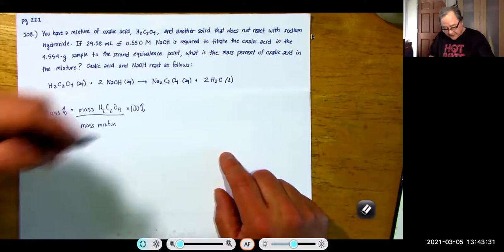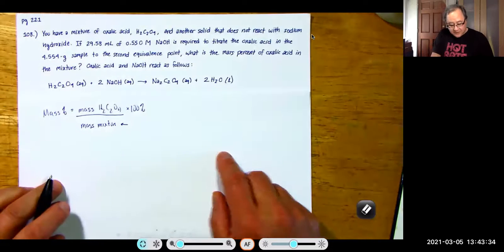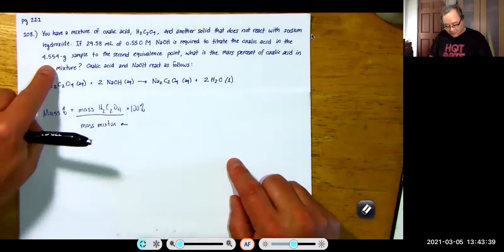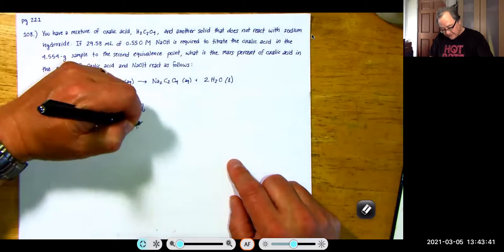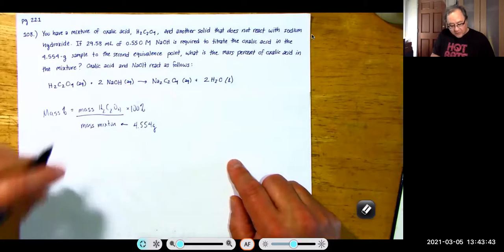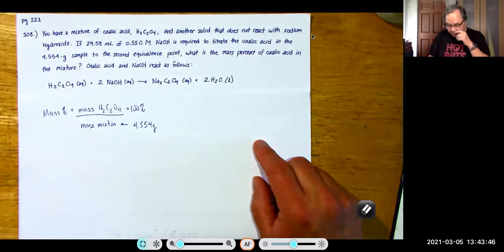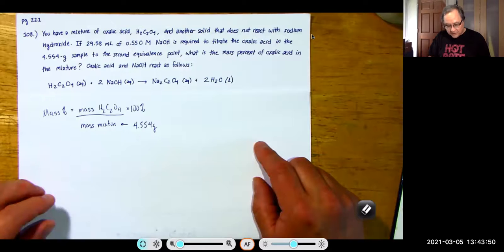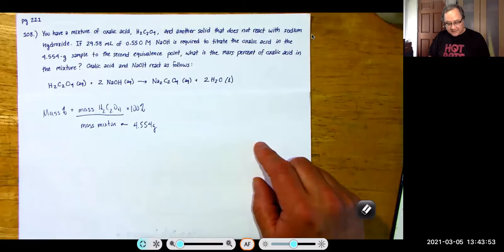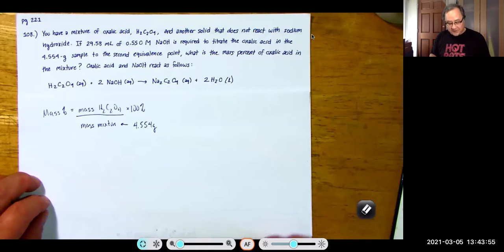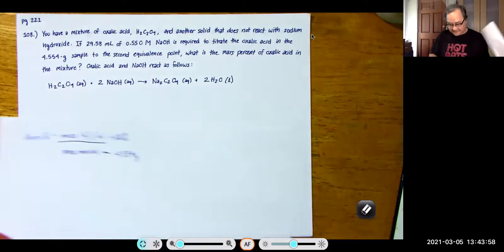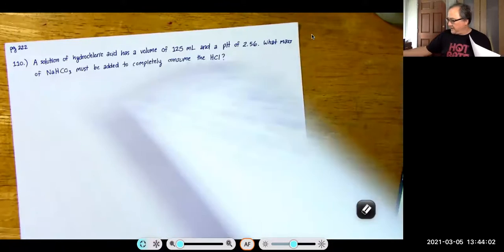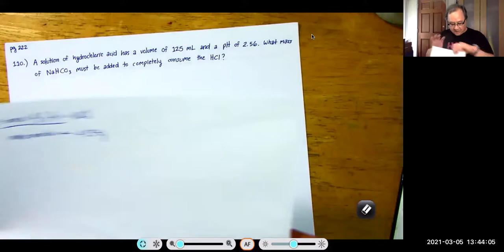Now, we know that this is 4.554 grams. So all we have to do is figure out the mass of the oxalic acid. And now that I am doing this problem, I'm realizing, you know what? This is one that we did in the homework assignment, so you can find it there. So I'm going to move on, and I'm going to go to this problem.